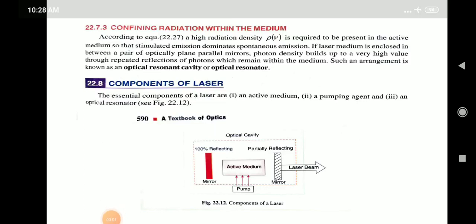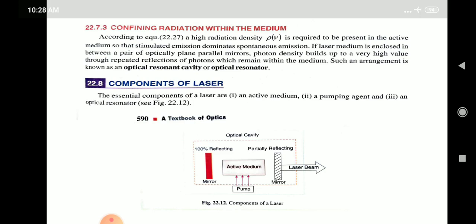Now, the next article is confining radiation within the medium. According to equation 27, the high energy radiation density rho nu is required to be present in the medium so that the stimulated emission dominates the spontaneous emission. This is a very important critical condition.